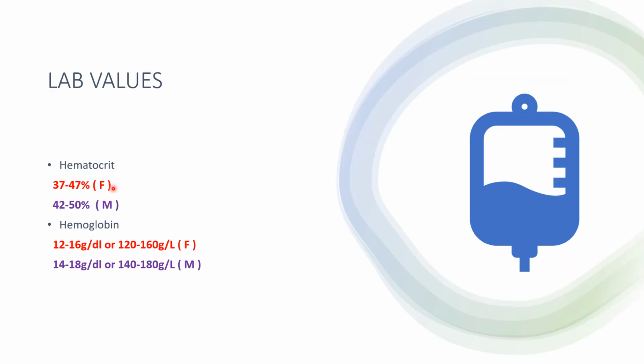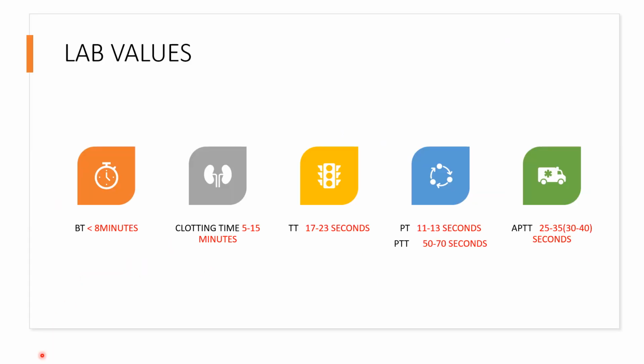Hematocrit in females. In males. Hemoglobin in females. In males. Bleeding time, clotting time, TT, PT or INR, PTT, APTT. You can always pause to have a look, then you follow again.